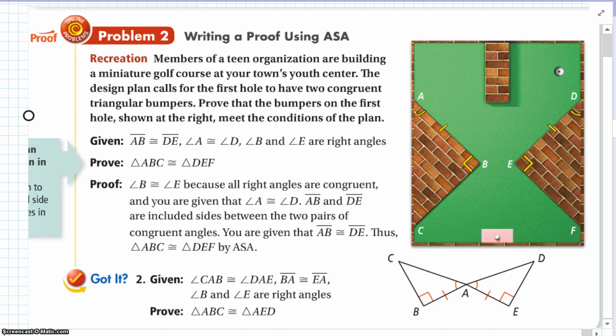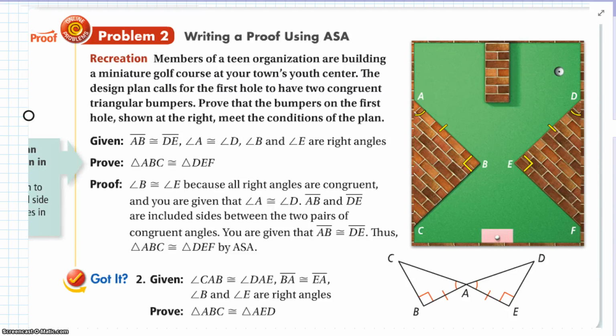Writing a proof using angle, side, angle. All right, members of a teen organization are building a miniature golf course at your town's youth center. The design plans call for the first hole to have two congruent triangle bumpers. Prove that these bumpers are congruent.